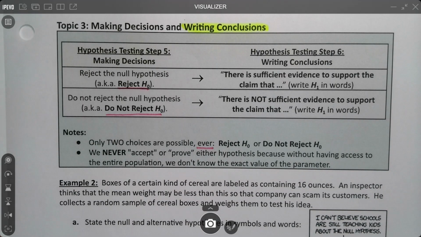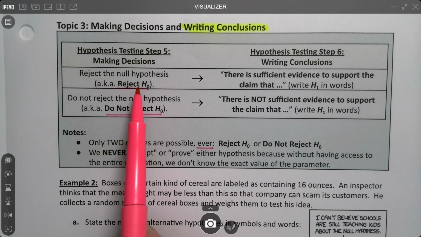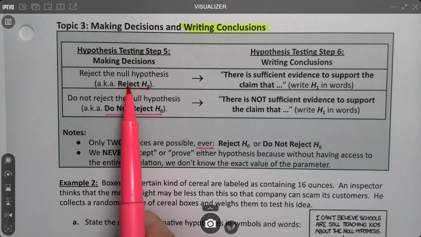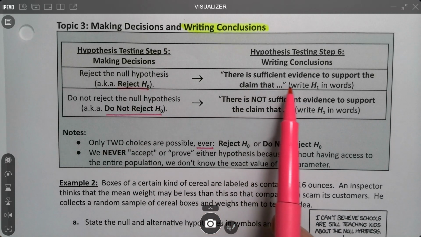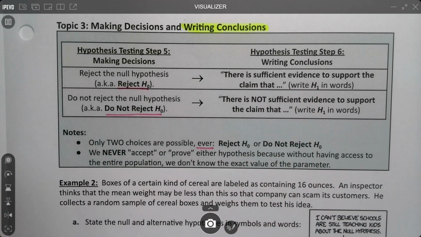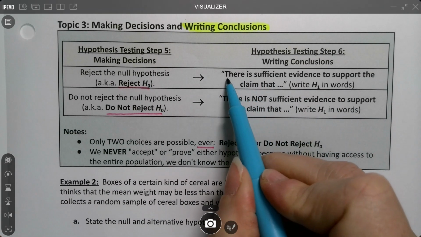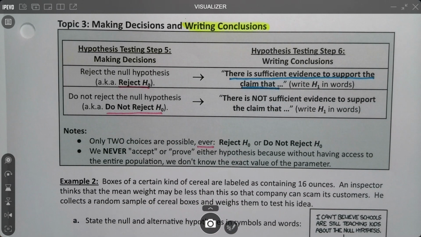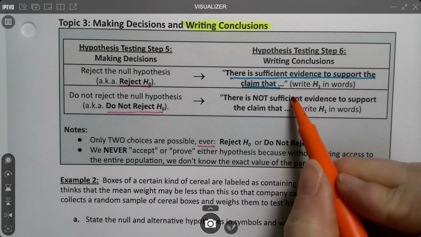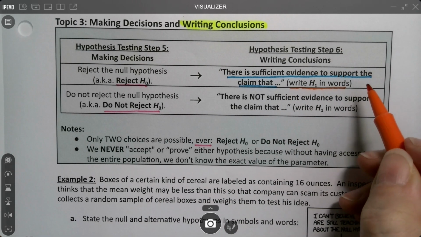When you're writing a conclusion, you have options, but only two options, and they're tied to the decision you make in step 5. So if in step 5 you decide to reject H0, the only thing you are allowed to write is over here. This is a script. You will write, there is sufficient evidence to support the claim that. That is a script that does not change. And then you will write what your alternative hypothesis was in words and with context.